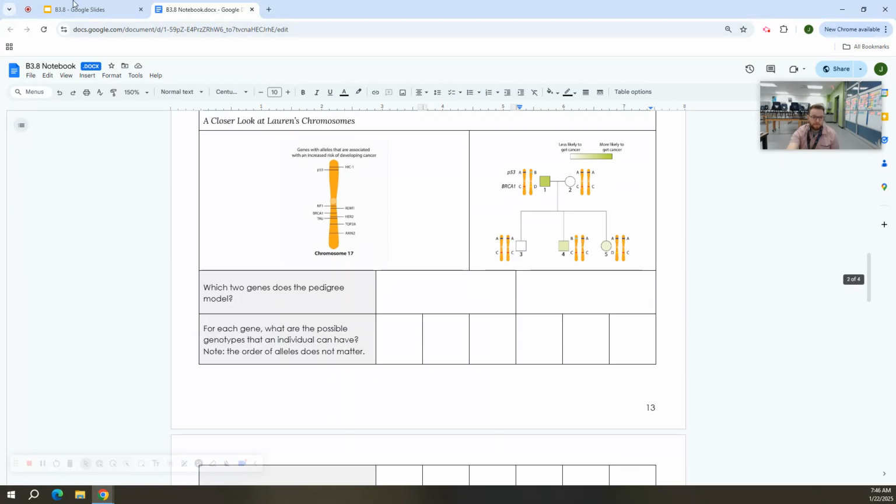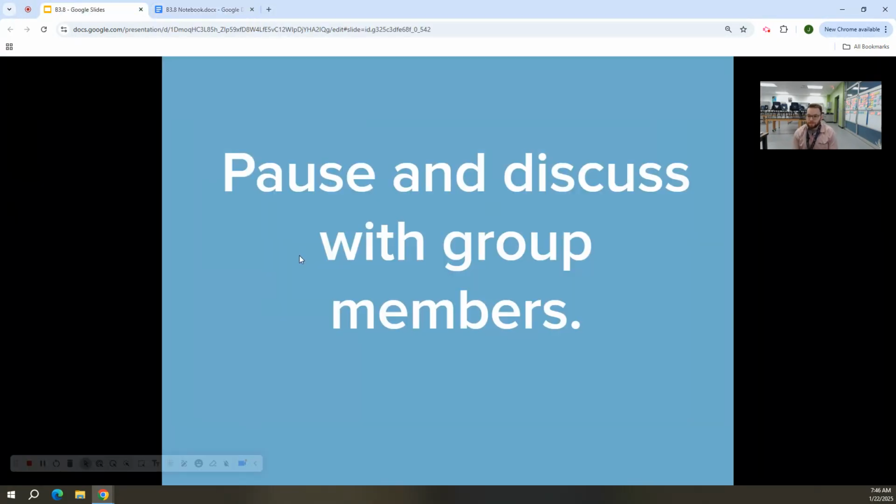So try to fill in this table here with your group members right now. And then I'm going to walk you through it a little bit more step by step. But for now, I want you to just go through that with your group and try to answer that and then come back.